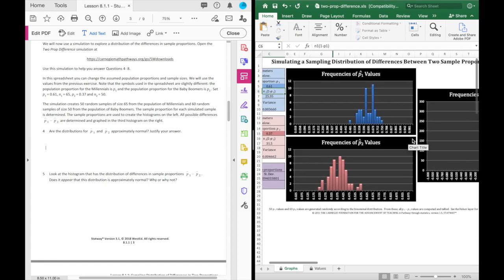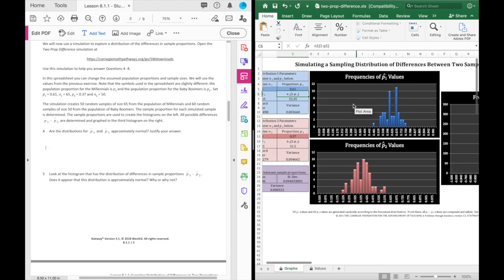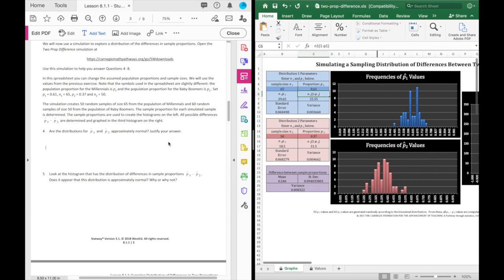But we have a third one now. This is new. This is the third one, and these are the frequencies of P1 hat minus P2 hat. In other words, this is all possible differences. Okay? Okay. So, are the distributions for P1 hat and P2 hat approximately normal? Justify your answer. So, do these look normal to you?